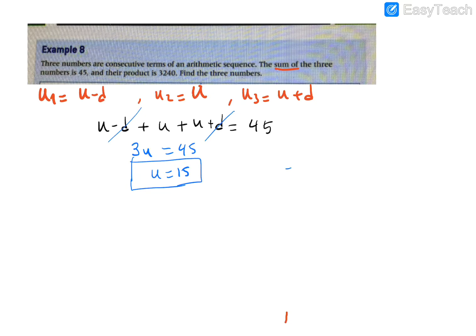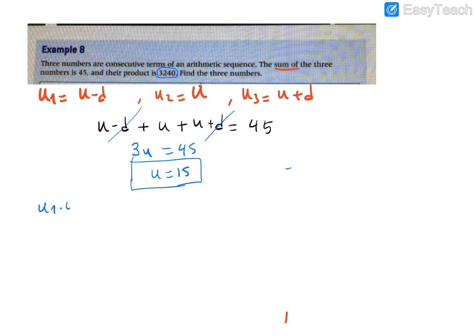Okay, so the next point is this. Their product is 3240. So product means I have three numbers, three terms. If I multiply them, I will get 3240. When you multiply them, you will get this.